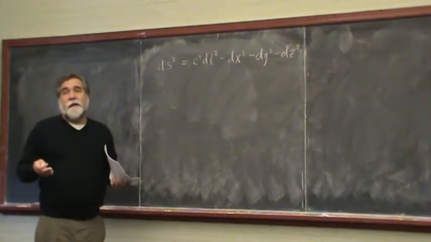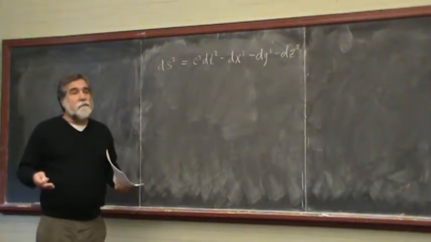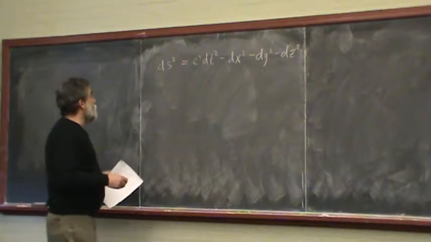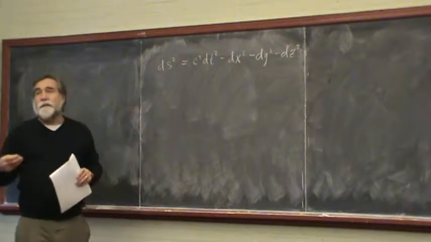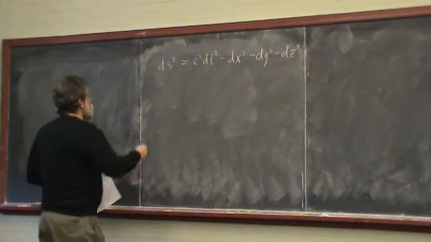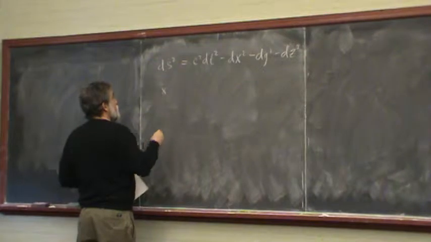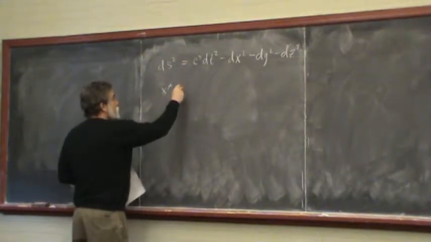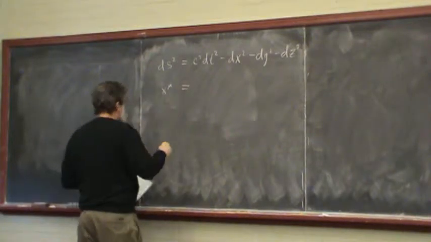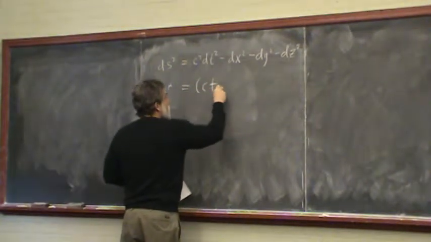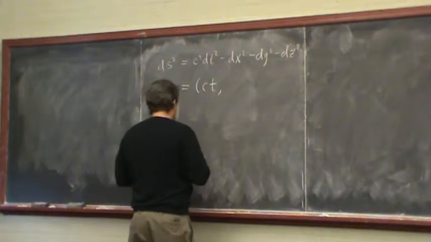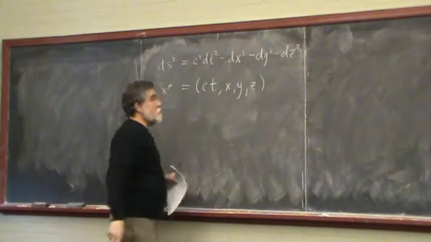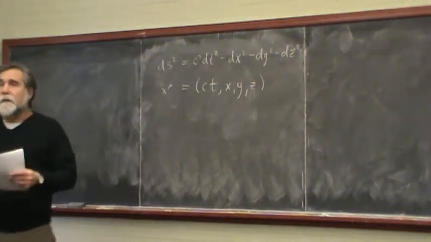We also want to be able to define a point, some position in space-time. And so I'm going to write the position four vector as this. x mu is ct, I'll write it in components, x, y, z.